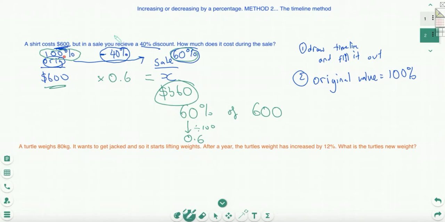Very similar. A turtle weighs 80 kilograms. It wants to get jacked, so it starts lifting weights. After a year, the turtle's weight has increased by 12%. What's the turtle's new weight? So let's start our timeline. So what are our two things for our timeline? Well, maybe it can be before lifting and after lifting.